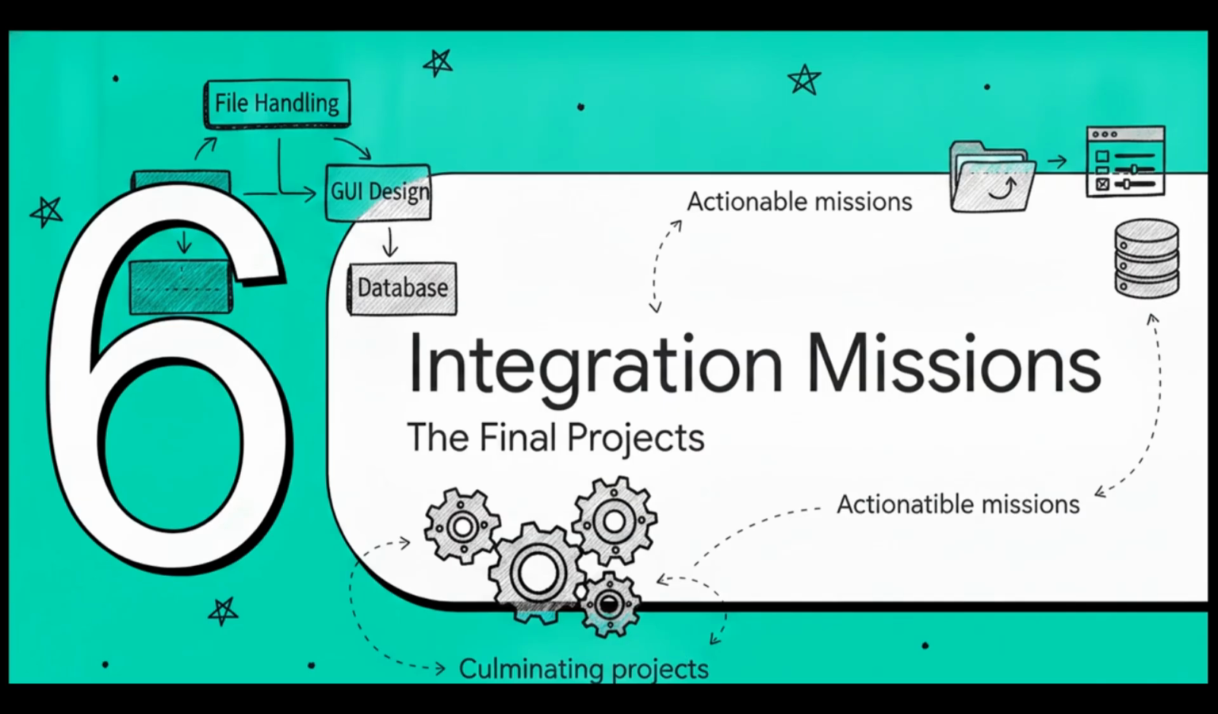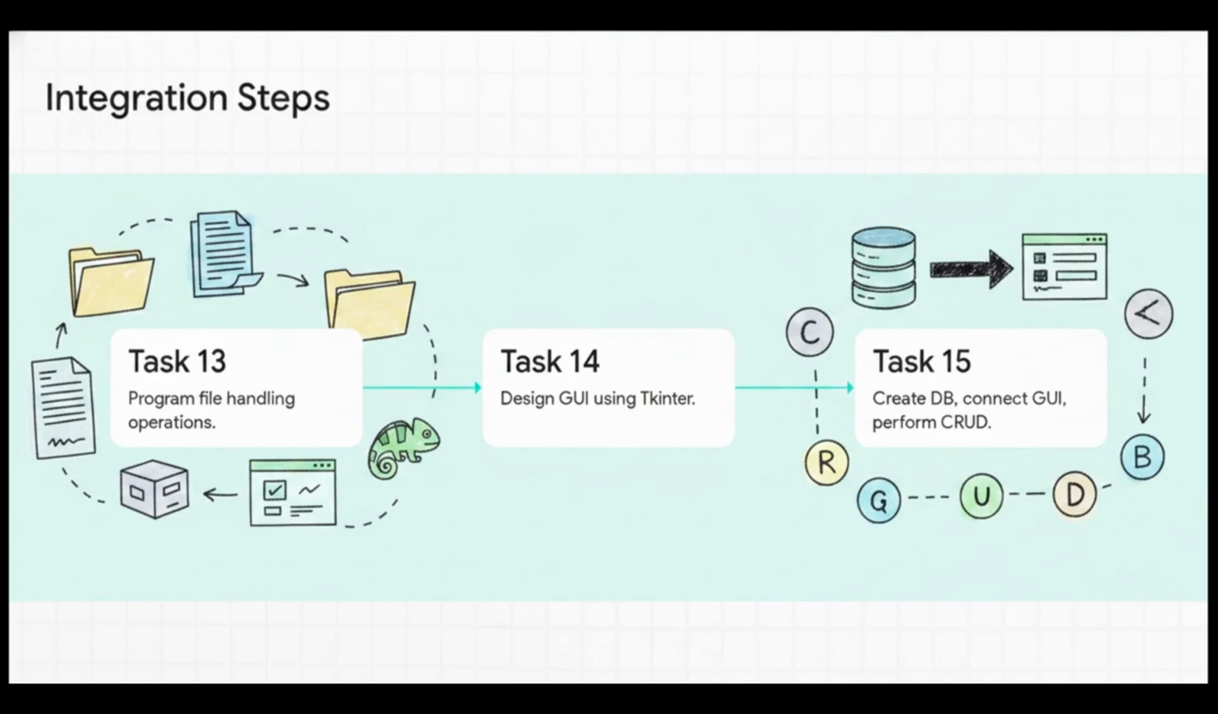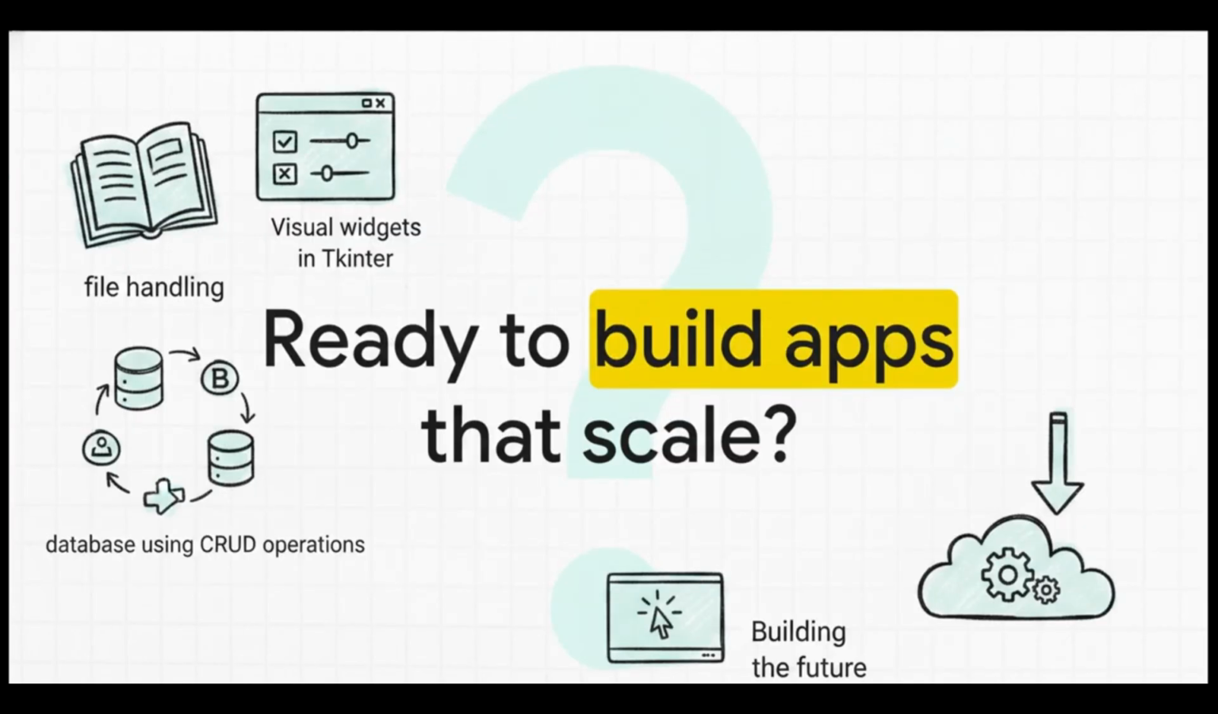Finally, part 6, your integration missions, the culminating projects. Now, we aren't just going to learn this stuff in theory, it's time for some actionable developer missions. Here is your progressive map. Step 1 is task 13. Write a program to master those basic file handling operations. Step 2 is task 14. Step out of the terminal and design a GUI using tkinter. And finally, the ultimate challenge, step 3, which is task 15: create a database, connect it directly to the GUI you just built, and perform full CRUD operations. This right here is where the short-term memory, the interactive face, and the highly structured brain finally connect into one cohesive system.